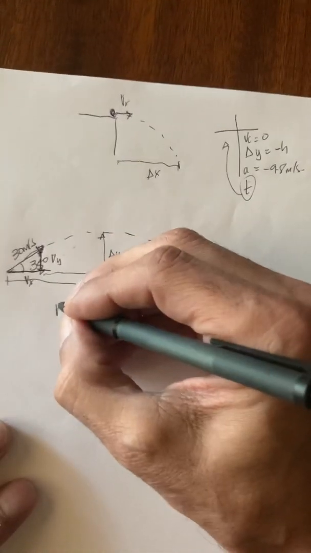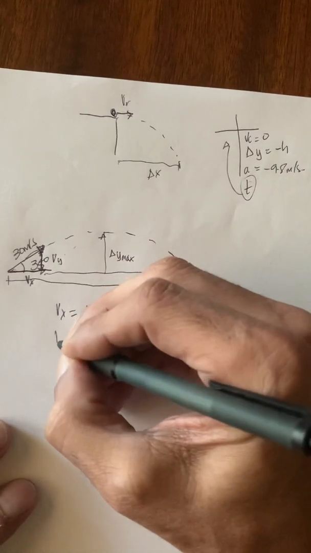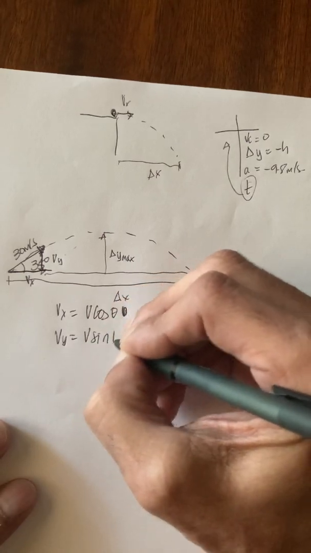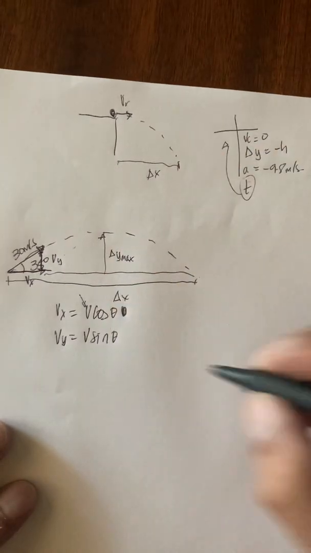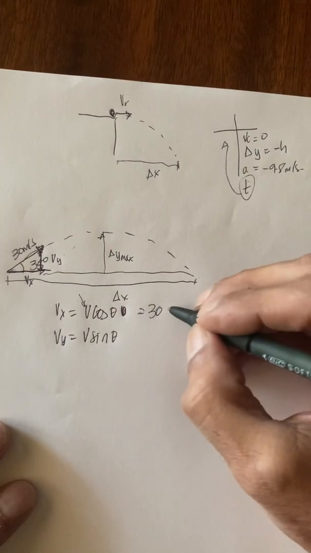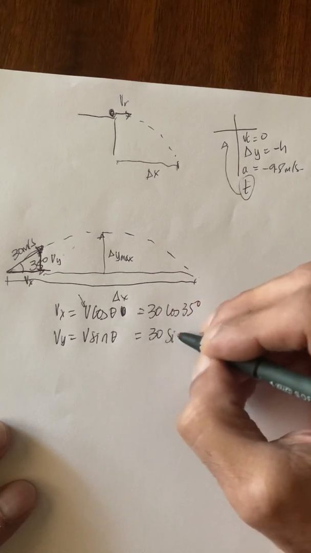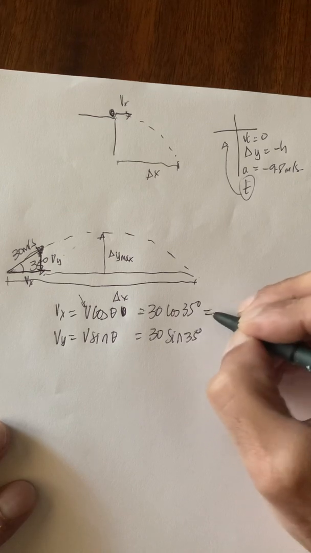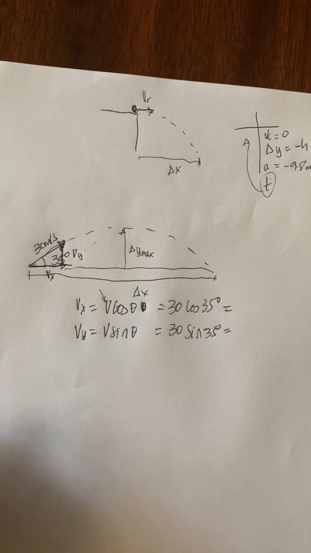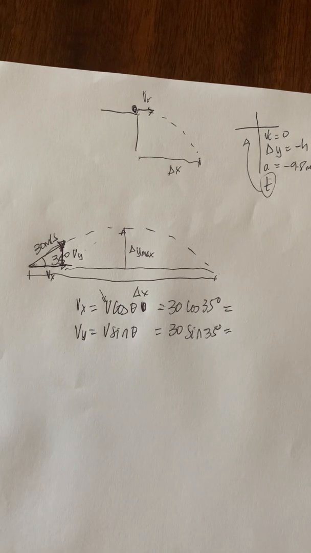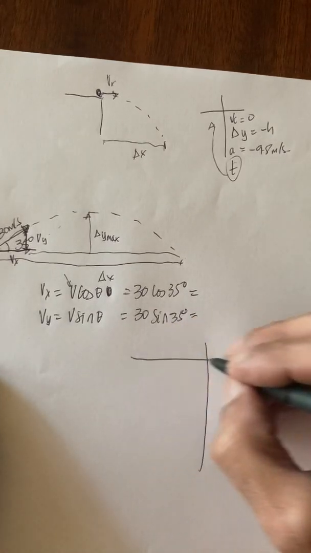If you look at this, you see that Vx is going to be V times cosine of theta, and Vy would be V times sine of theta. And these are two numbers we can easily calculate when we know what V is, which would be 30 times cosine of 35 degrees, and that'd be 30 times sine of 35 degrees. And we can put this in our calculator to figure out what the values are. Now, let's go back and make our t-chart again the same way.